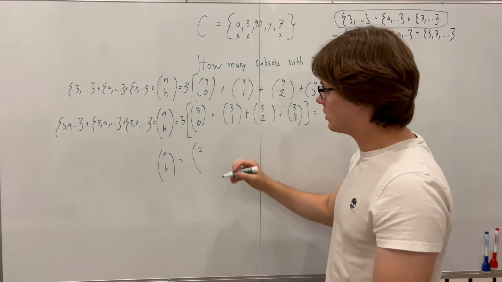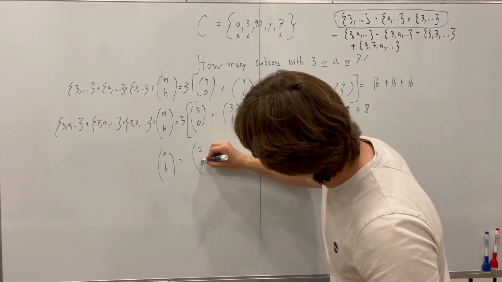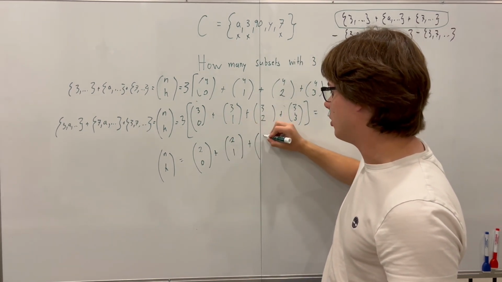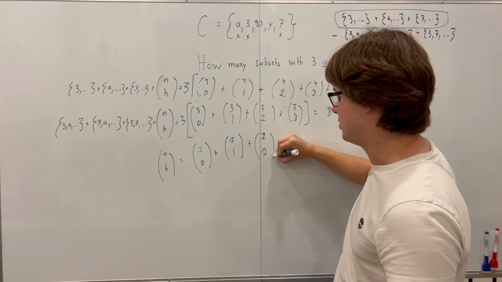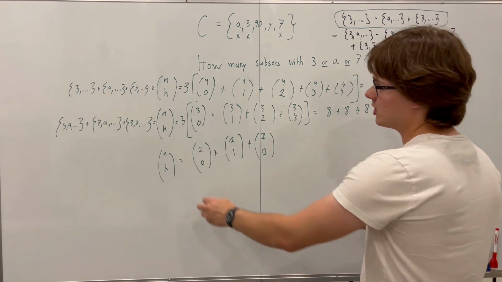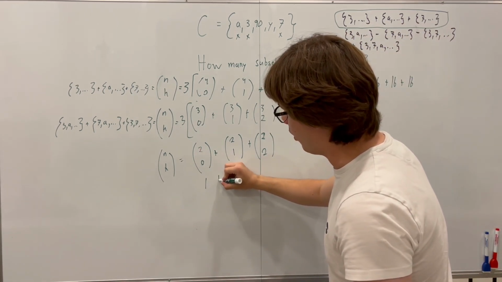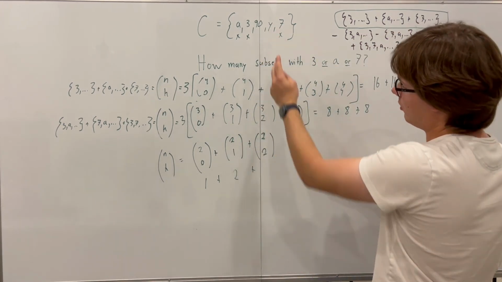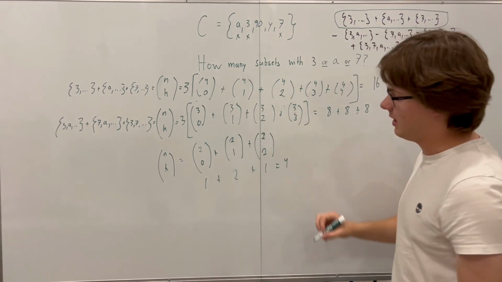And what can we say? Well, we can choose none of the remaining 2. We can choose one of the remaining 2, or we can choose all of the remaining 2, which is going to be 2 choose 2. So how are we going to compute this? Well, we know we can only choose nothing once. You can only choose one of 2 twice. And you can choose all 2 only once. So this is going to end up being 4.